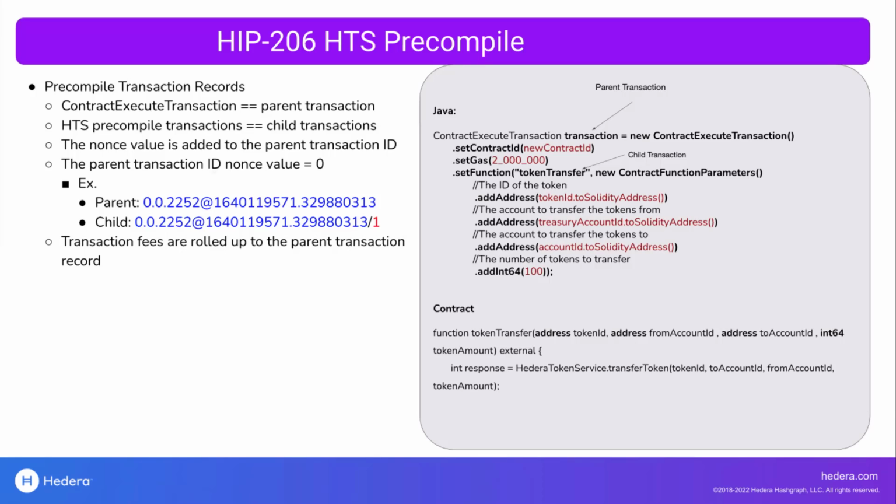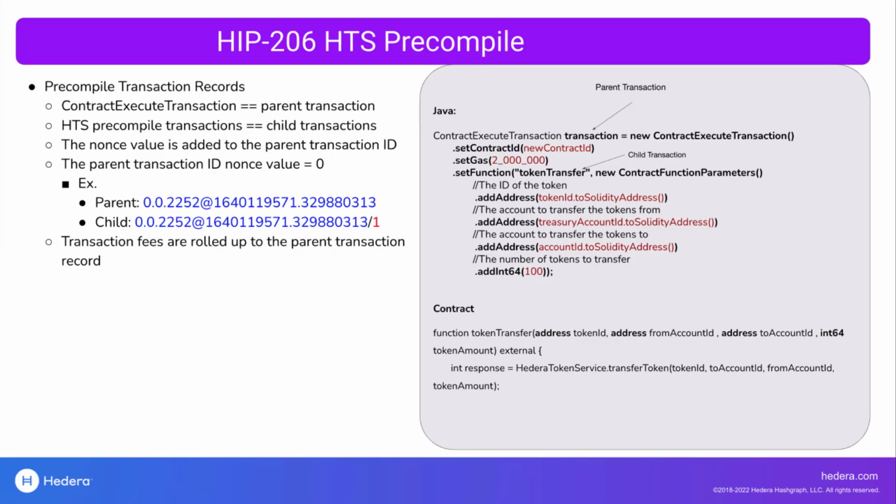If you're looking to find the transaction fees for the child transaction, you'll have to look at the transaction fees returned for the parent transaction in the record, because all of the fees for the subsequent child transactions are rolled up into the parent.